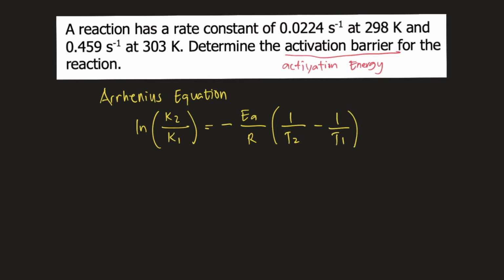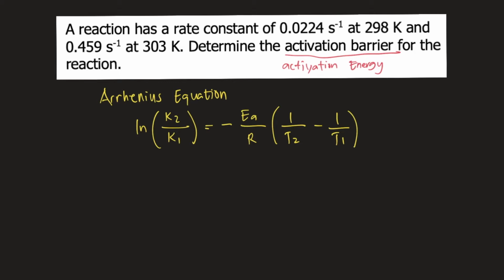So let's define all the terms here. K2 is your rate constant at the second temperature. K1 is your rate constant at the first temperature. Ea is the activation energy. R is the universal gas constant. T2 is the second temperature, and T1 is the first temperature.